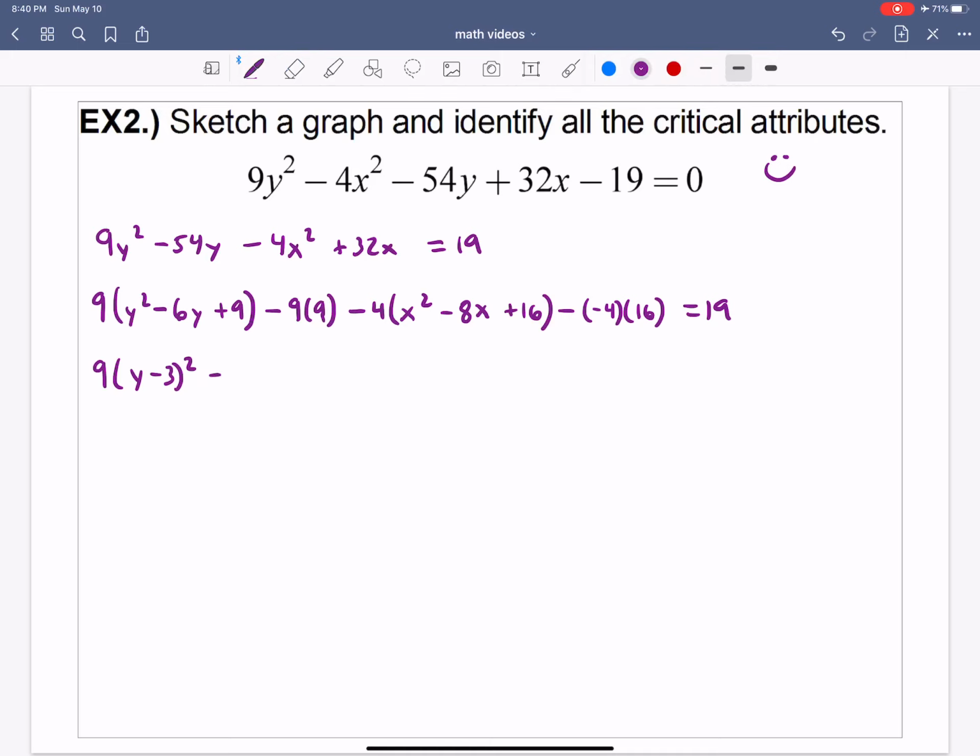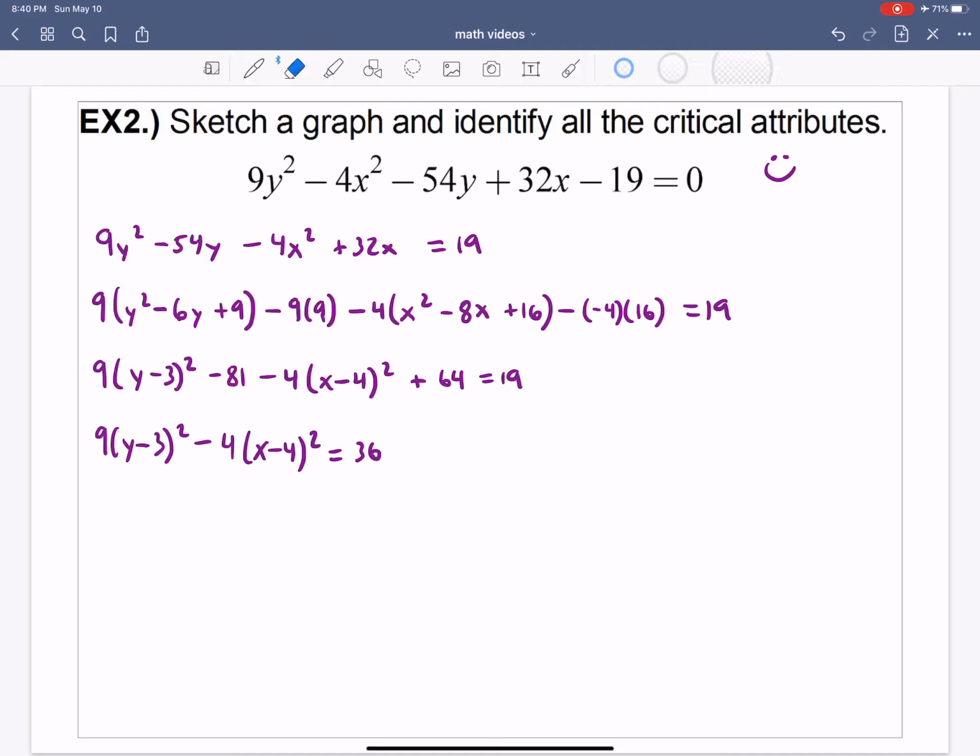That is minus 81. And then we have minus 4 times x minus 4, the quantity squared, that is plus 64 equals 19. So move all the constants to the other side. We get 9 times y minus 3 squared minus 4 times x minus 4 squared equals 36. Okay? So divide everything by 36.